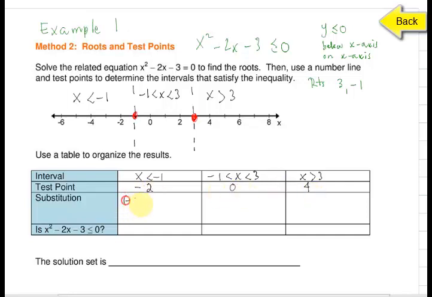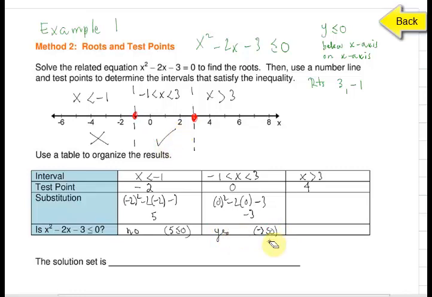So let's plug in -2, and we get 5. So when x is -2, y is 5. We want to know, is 5 less than or equal to 0? And the answer is no, it's not. So we x this region. Okay, it's not part of our solution. So now we plug in x is 0. We go 0 squared minus 2 times 0 minus 3, and we get -3. So when x is 0, y is -3. So is -3 less than or equal to 0? Yes, it is. That means this is probably our region.